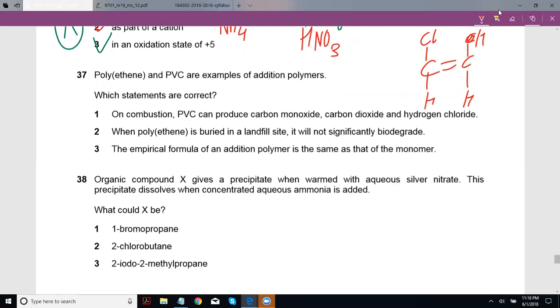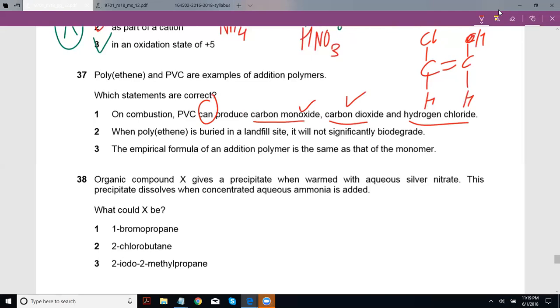So if it combusts, can it produce hydrogen chloride? I suppose it can. It can produce carbon monoxide and carbon dioxide. These two are fine, depending on how much it combusts. Can it produce hydrogen chloride? It does have hydrogen and it does have chlorine. They're not directly attached to one another, but if you burn it, it might as well happen though.